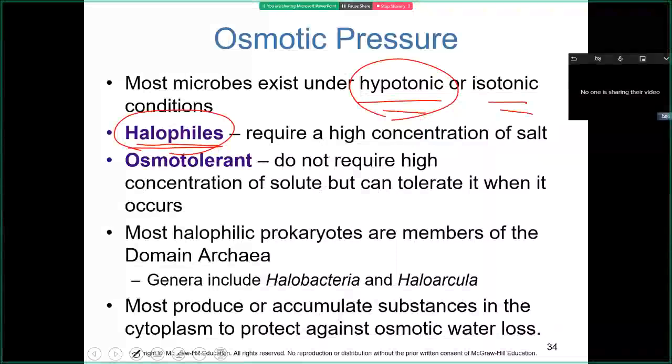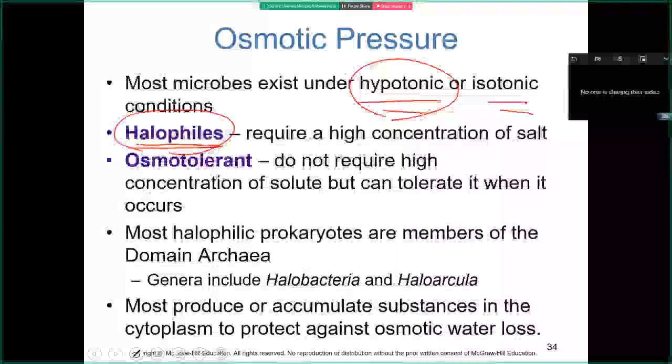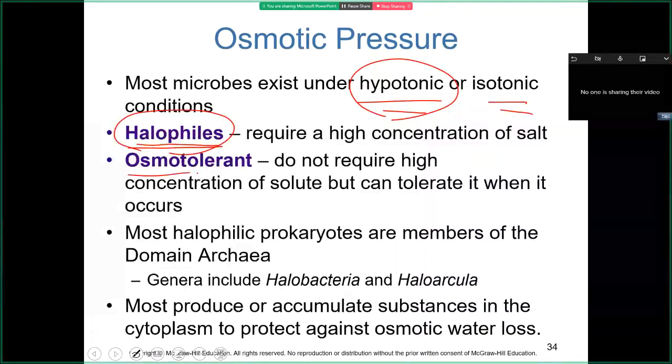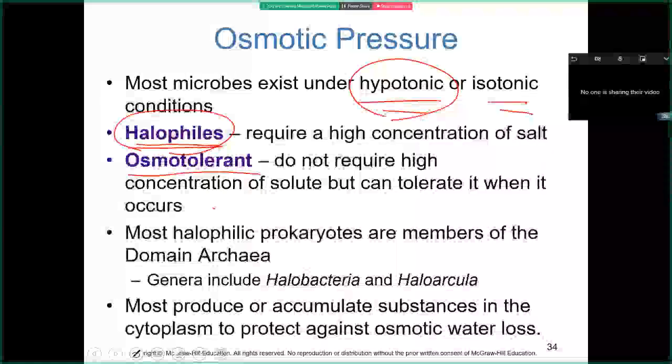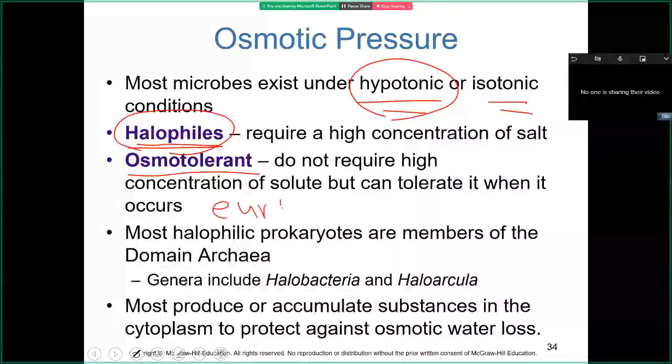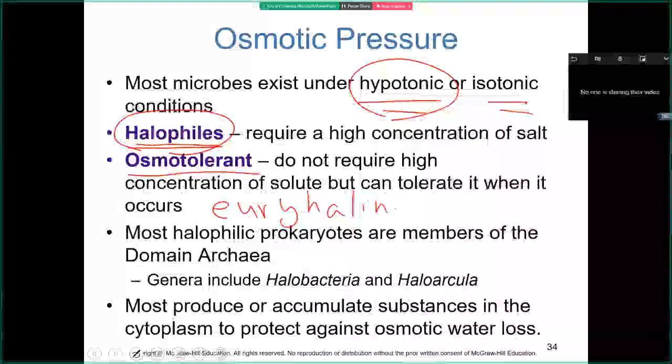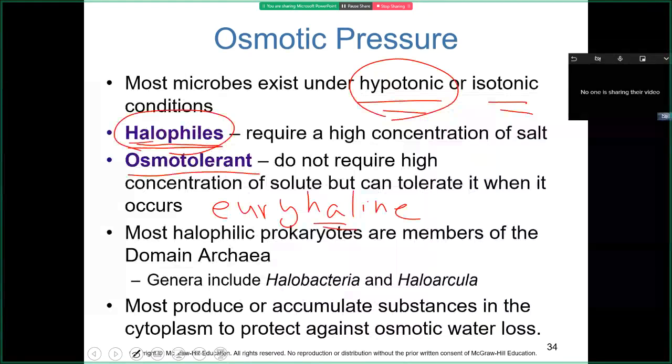An organism that doesn't have really major requirements one way or the other, that can live in salt water or fresh water, is osmotolerant. Some people use the word euryhaline to refer to these. You can see the root word hale here, that refers to salt.